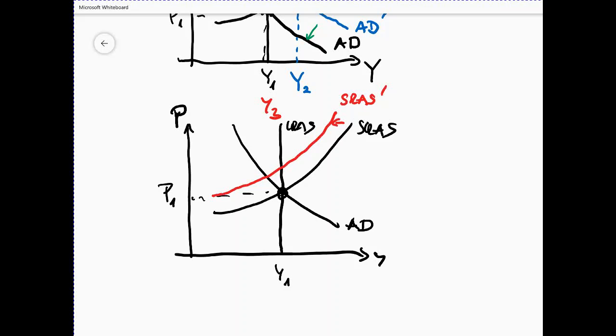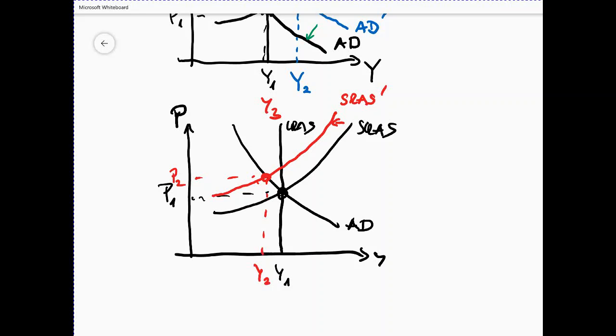And something similar could happen if the wages, nominal wages, increase faster than the prices. So there is a real wage increase in the economy that would also lead to the same. So now we have a new short-run equilibrium at a higher price level than before, but we have a lower GDP. So how would then the economy repair itself?